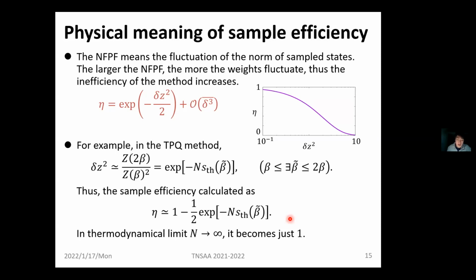For example, in the TPQ method, the NFPF can be calculated using the partition function and described as the exponential of minus system size N times thermal entropy density. So the sample efficiency is evaluated as almost equal to 1 in the thermodynamic limit. Namely, the efficiency is the best, so that we only need to choose one state to describe the thermal equilibrium, and it fits with the definition of the TPQ state.